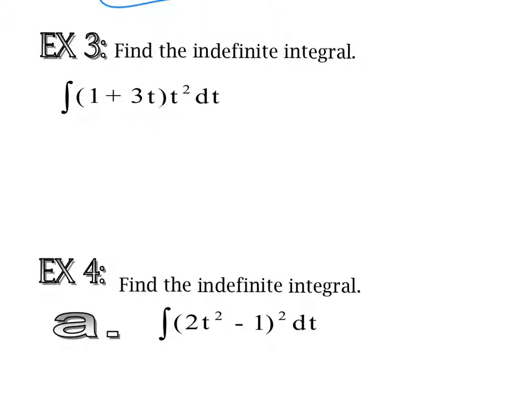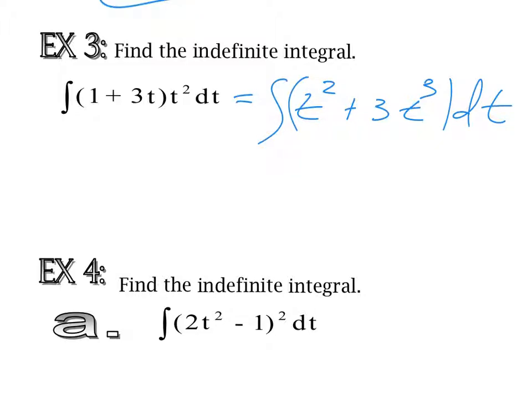All right, on example 3, we have this product going on here, and we don't yet have a product rule for integrals. So what I want us to do instead is think about how we might be able to change the way this is written. Can't I distribute this t squared? And if I do that, I would have 1 times t squared, which is just t squared, plus 3t cubed. I want to keep that in parentheses because that's all being multiplied by the derivative of t.